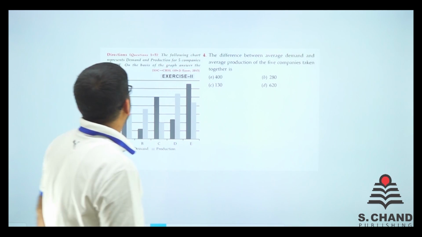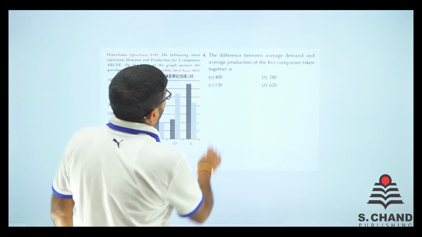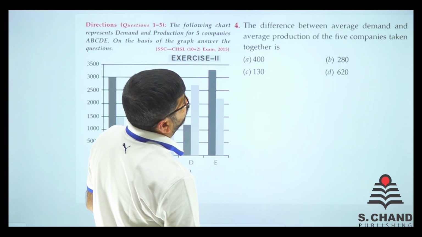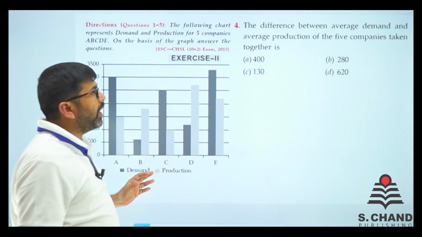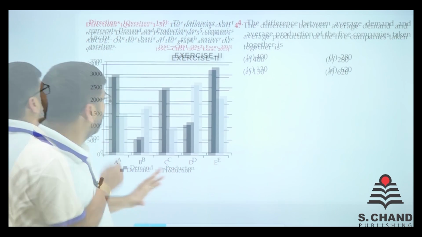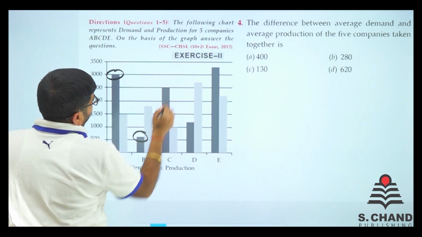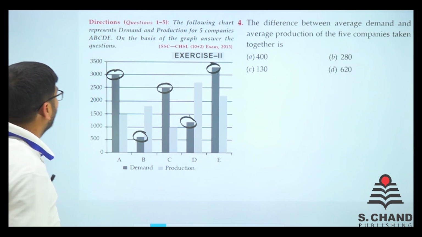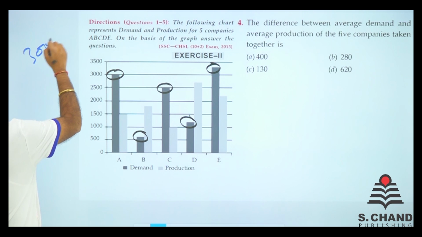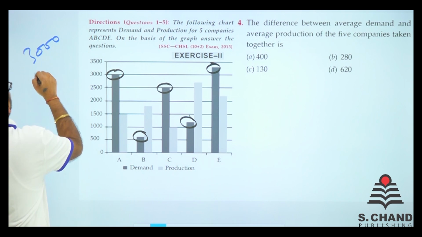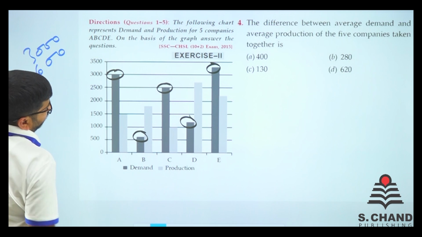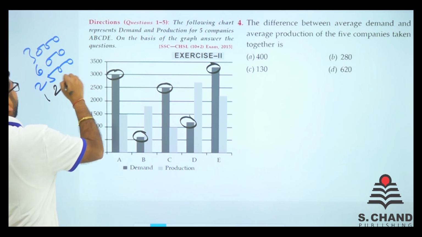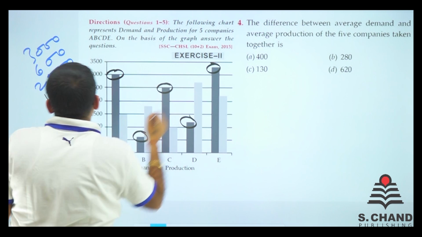Next question. Question number 4 we have. The difference between the average demand and average production of 5 companies. So average demand and average production, right? Total number of demand is the value when you get after adding all these, right? Total value of demand. So we have got 3000 here. Then we have 600 here. Then we have 2500 here. So it's like 1200 and this is 3300.